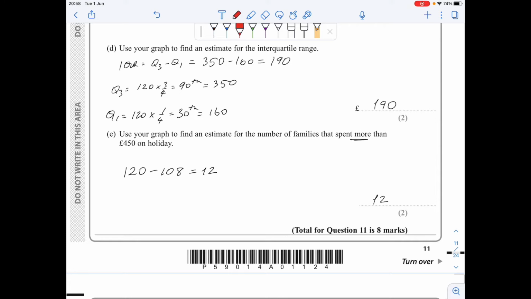Now, since the graph is not unique, each student can get a different graph. There's a range of acceptable values for parts D and E, and according to the mark scheme, for part D it is 175 to 205, and for part E it is either 12 or 13, as long as it follows through from the graph.